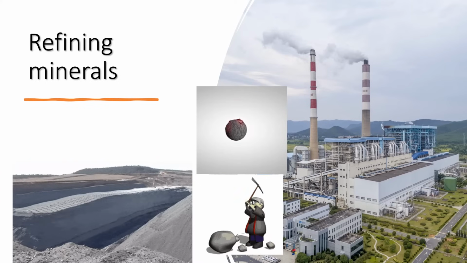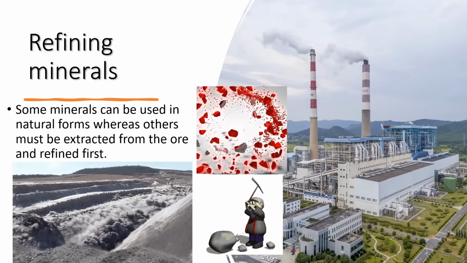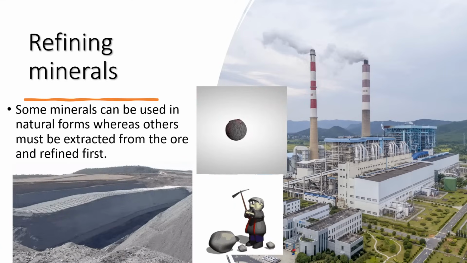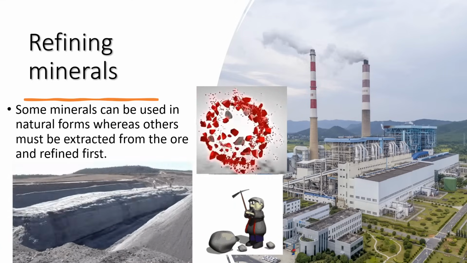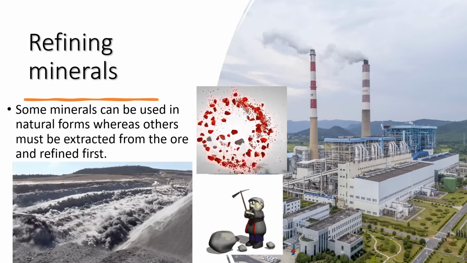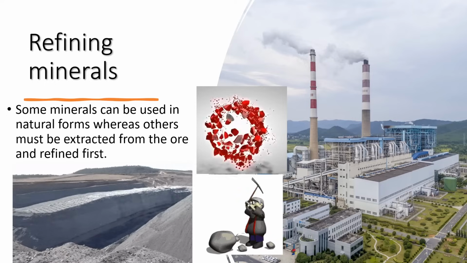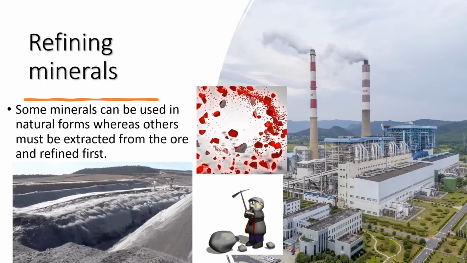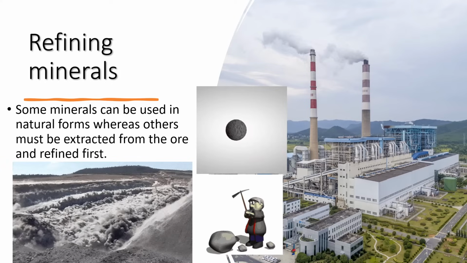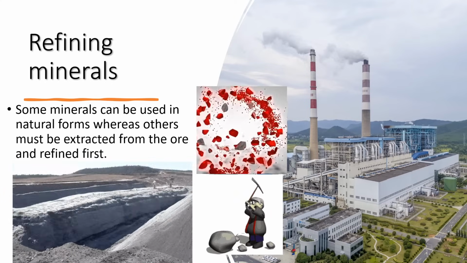Now we can have a look at refining of minerals. Some minerals can be used in their natural forms, whereas others must first be extracted from the ore and refined before we are able to use them. Some minerals can be extracted by physical methods like breaking down of rocks or using explosives or even panning. Gold and diamonds are your typical example of easily extractable minerals, but there are other minerals that have to be extracted by chemical methods, and iron and copper first need to be refined before we are able to use them.